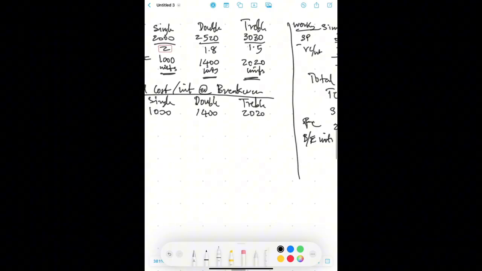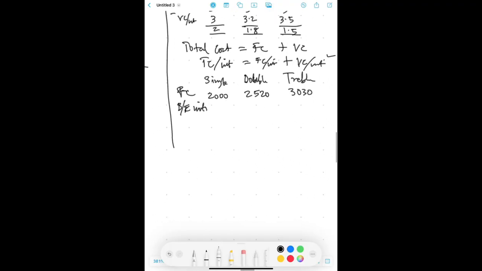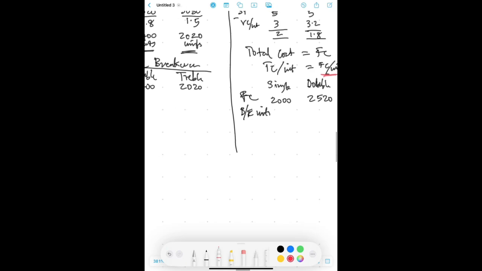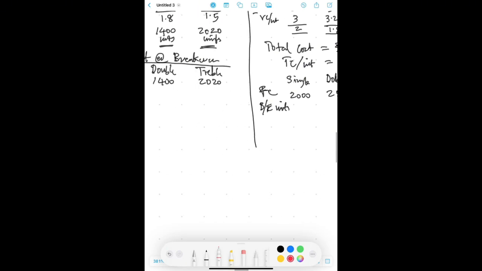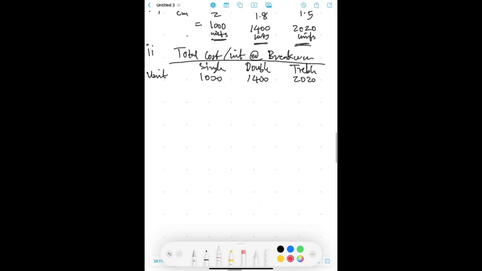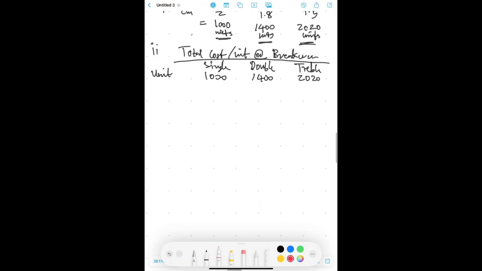Remember, for you to get total cost, it is made up of fixed cost per unit and the variable cost per unit. Variable cost per unit is already given in the question, so you don't need to solve. So our concern will be fixed cost per unit, which means total fixed cost divided by the number of units. This time around they say it's at break-even, so we are using the break-even units.